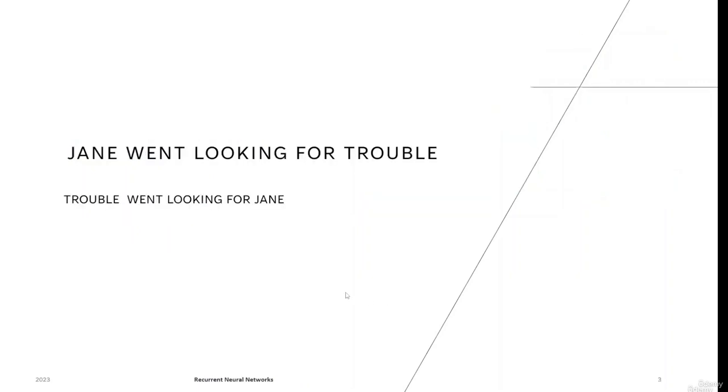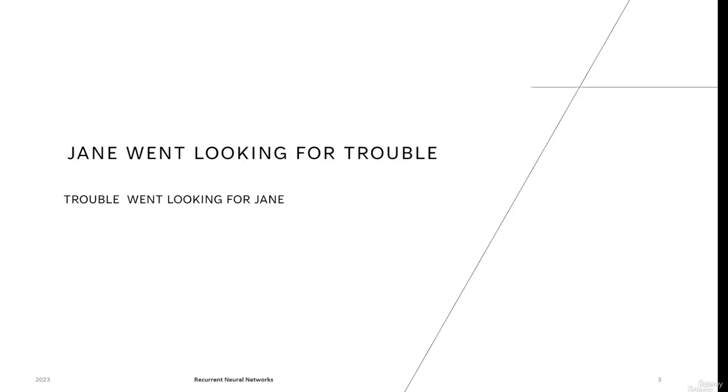Let's look at the example I was talking about. "Jane went looking for trouble" and "trouble went looking for Jane" mean two completely different things. They are not the same. So the model that deals with sentences has to capture the word order. Since RNN does this by looking at each word sequentially, we have two major issues with RNN.